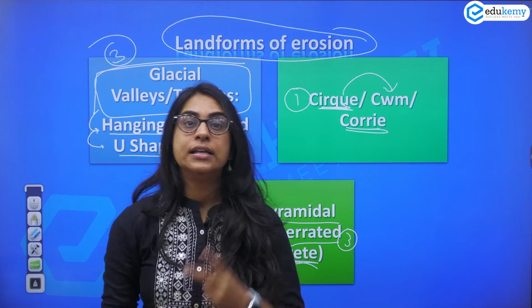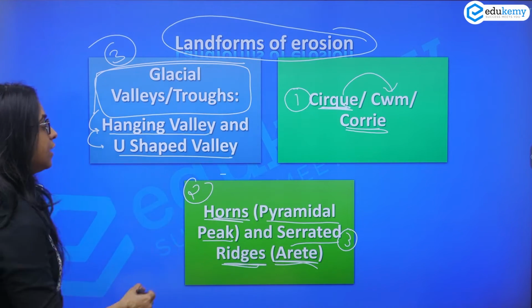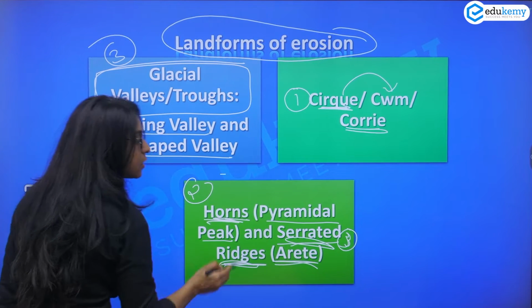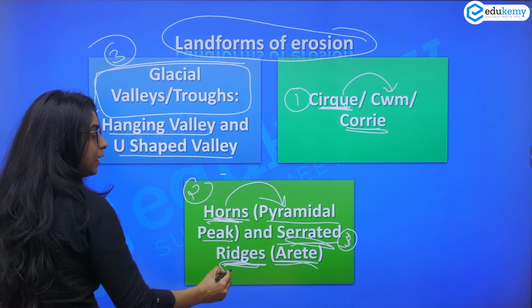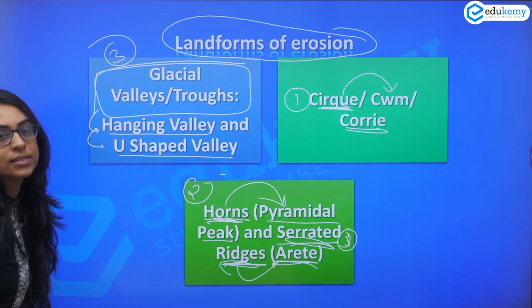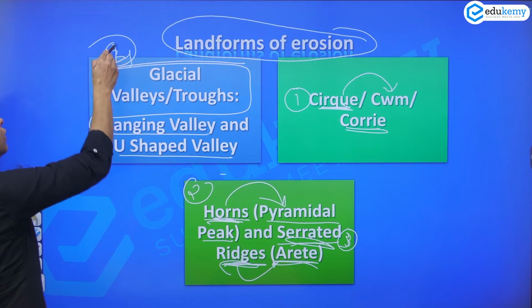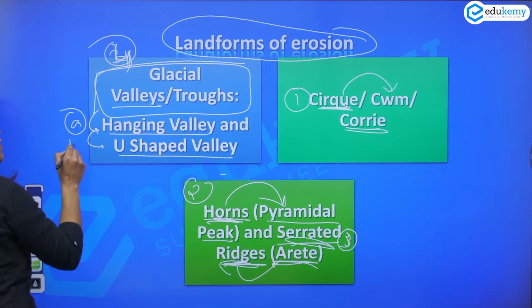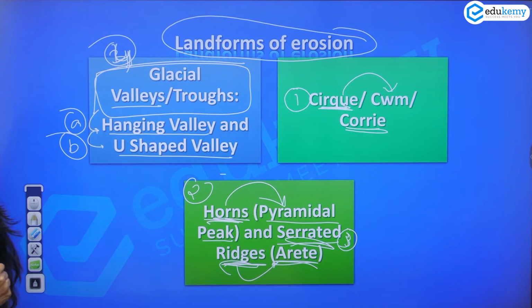The first erosional landform is the cori, also known as cwm or the cirque. The second erosional landform is the horn, and the third is the serrated ridges. The horn is also known as pyramidal peak. Serrated ridges are also known as arete. The fourth is your valleys. In the valleys, we will study what is a hanging valley and what is a U-shaped valley.